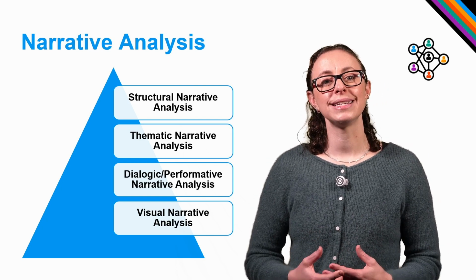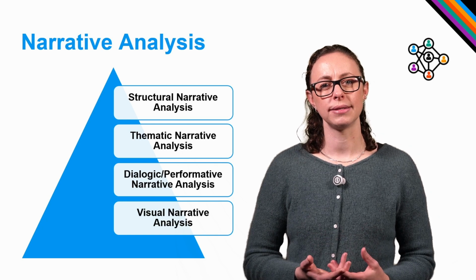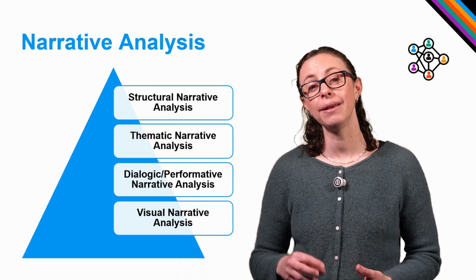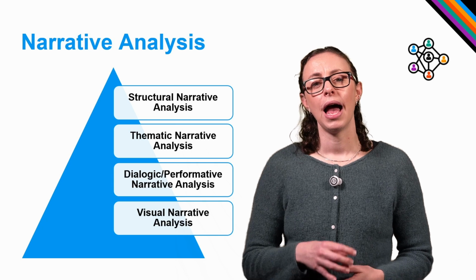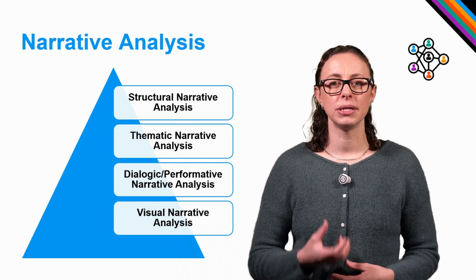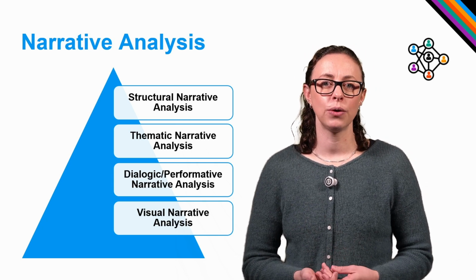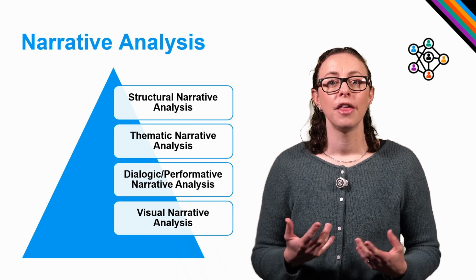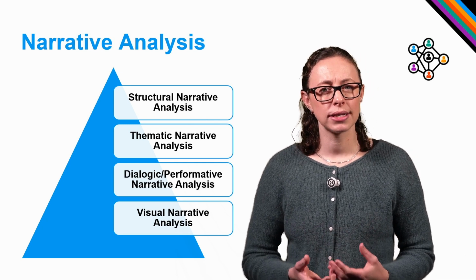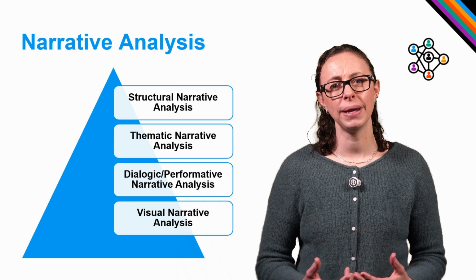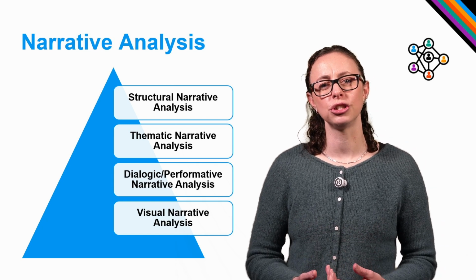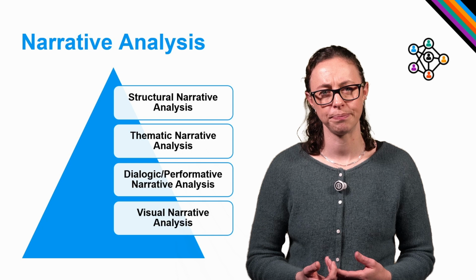The question asked is how a story is organized, and it's more concerned with the small building blocks of the story and uses 6 elements of a story as outlined by linguist William Labov. These elements include the abstract, orientation, complicating action, evaluation, resolution, and coda.